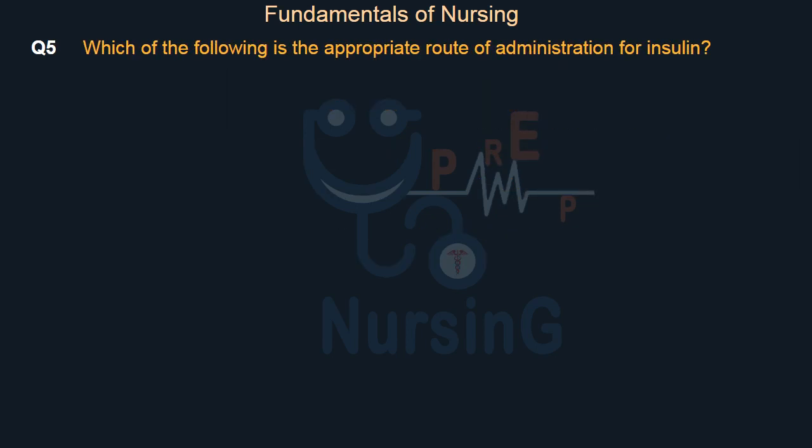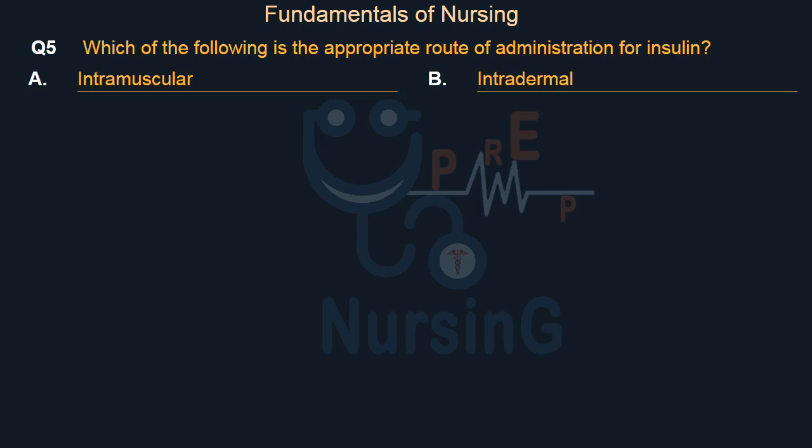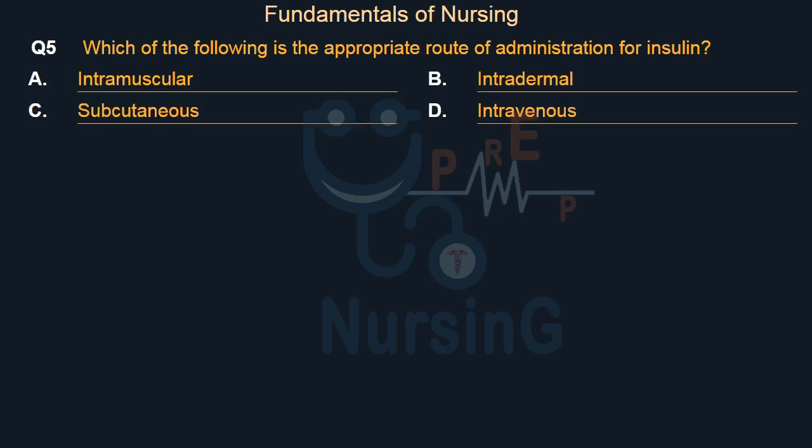Which of the following is the appropriate route of administration for insulin? Option A. Intramuscular. Option B. Intradermal. Option C. Subcutaneous. Option D. Intravenous. Right answer is Option C.